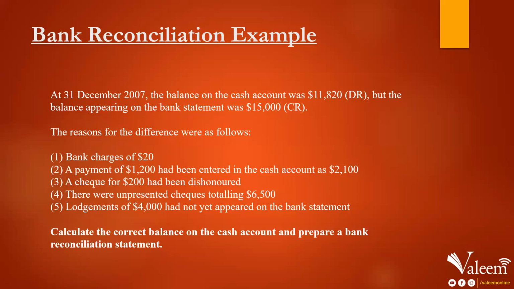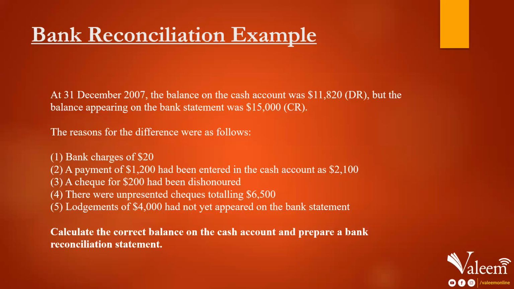A check for 200 had been dishonored. This is also something that we discussed before. A dishonored check is something that we thought we would receive. However, the customer has defaulted on their payment and the bank has told us that they cannot process this check. So now we need to remove this from our cash book. Then number 4 and 5, we had unpresented checks and we have lodgements not yet credited. These are timing differences and we will look at them shortly.